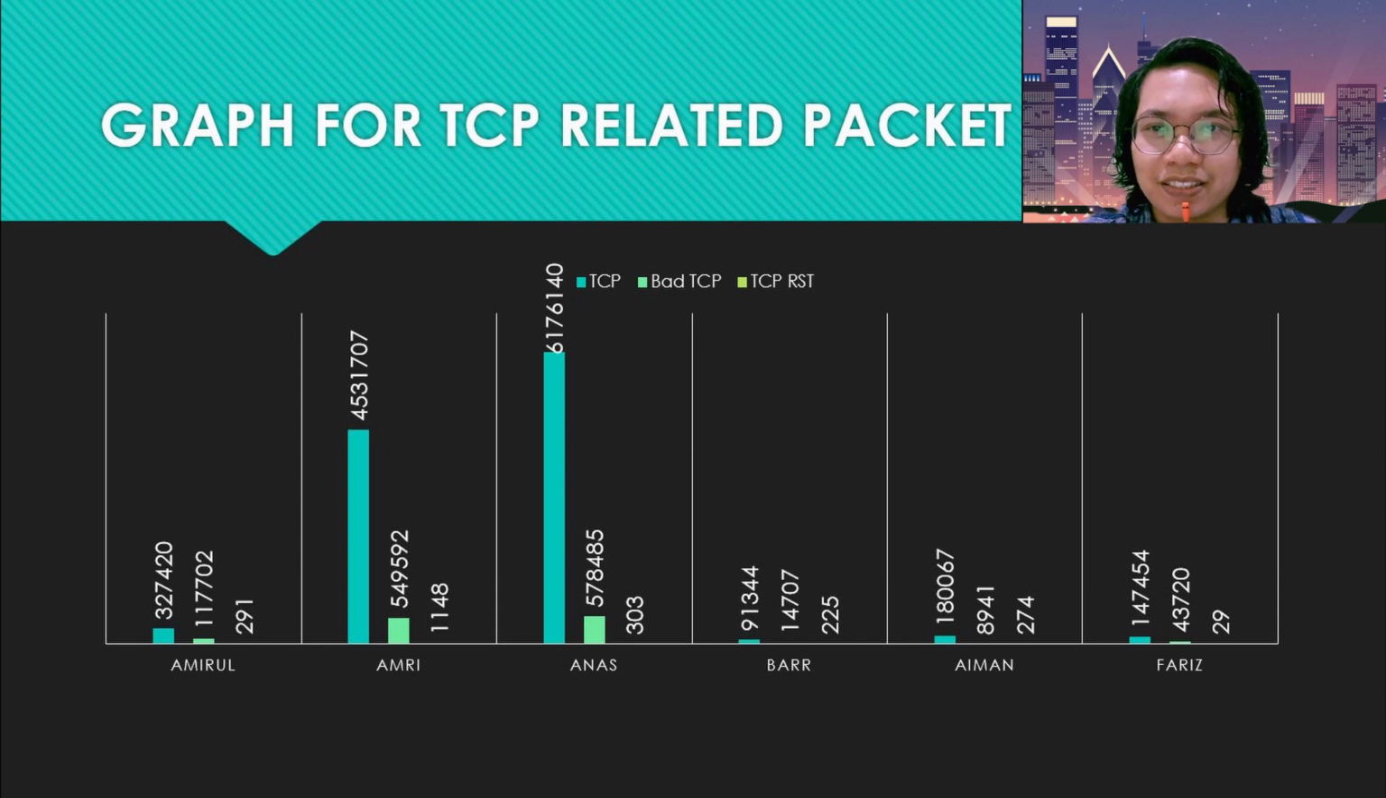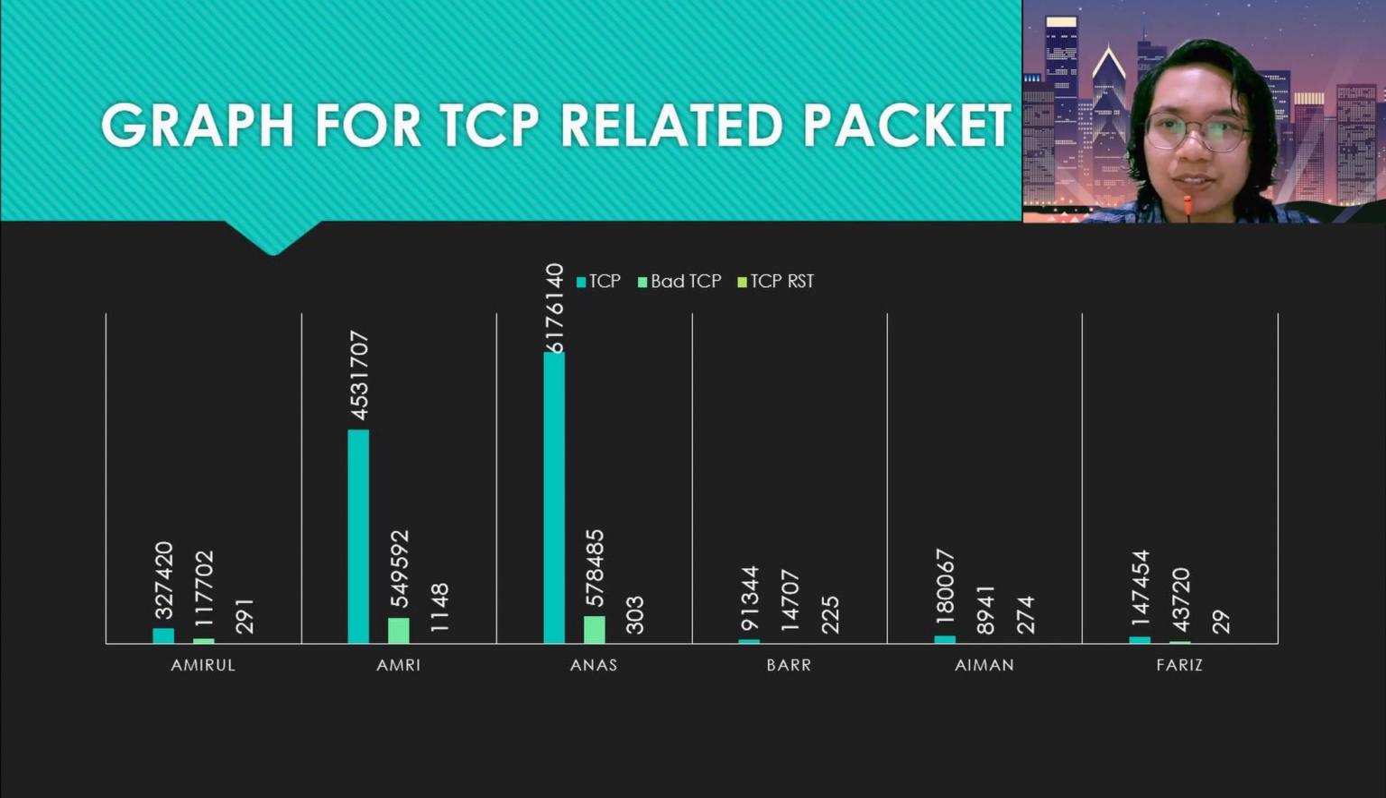Amirul has 327,420 TCP packets, 117,702 bad TCP packets, and 291 TCP reset packets.